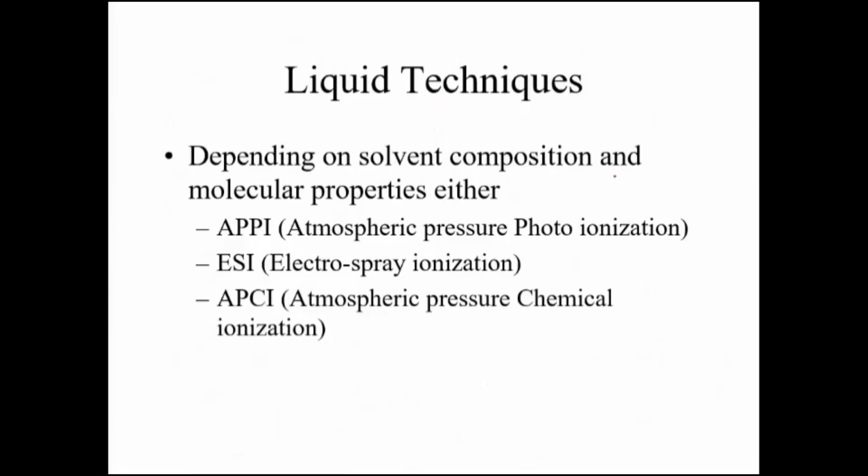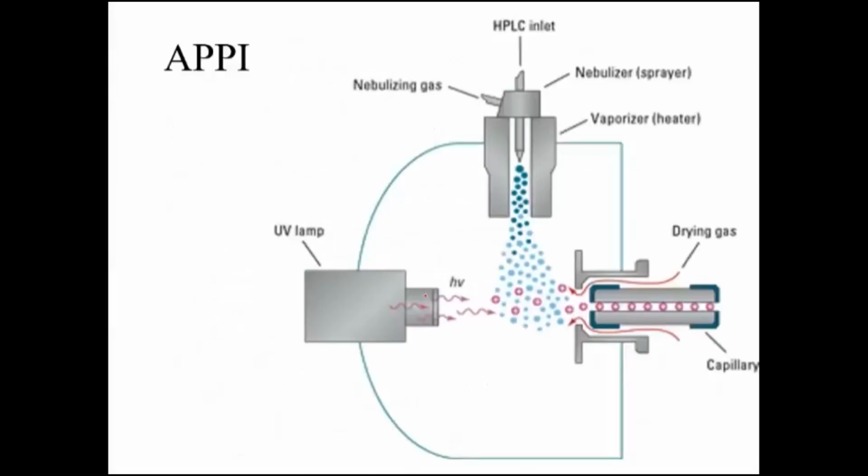See, depending on the solvent composition and molecular properties, we can use one of these techniques: atmospheric pressure ionization, electrospray ionization, atmospheric pressure chemical ionization. The first is atmospheric pressure photoionization. So from here, the sample is introduced. It may be the HPLC inlet, that is, here there will be the HPLC column, and from the column the outlet will be provided to the mass spectrometer. Here it will be the flow adjustment unit.